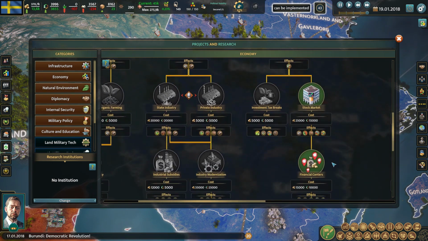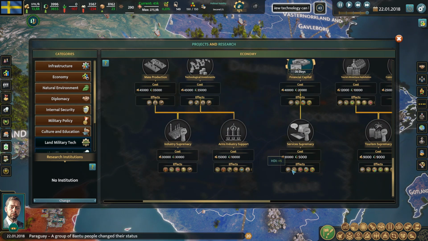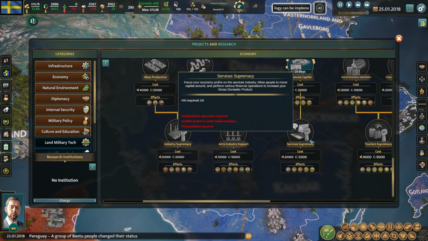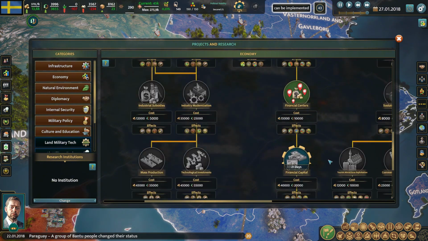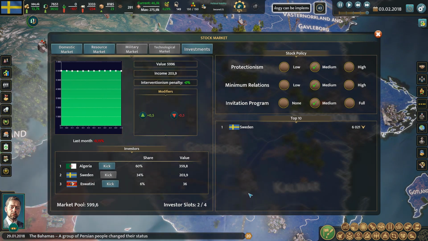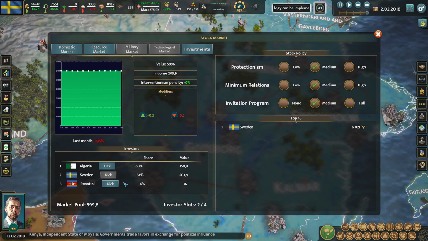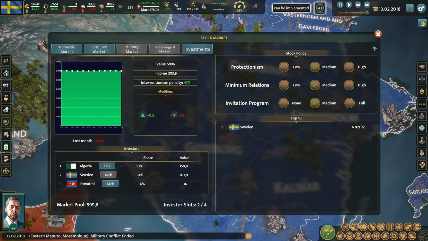So if you really want to run your financial superiority on the stock exchange, you will take the appropriate path in the game. That is the stock market. Depending on your values, you can always get your money's worth if you are careful in managing the stock policy and the relationships with other countries.